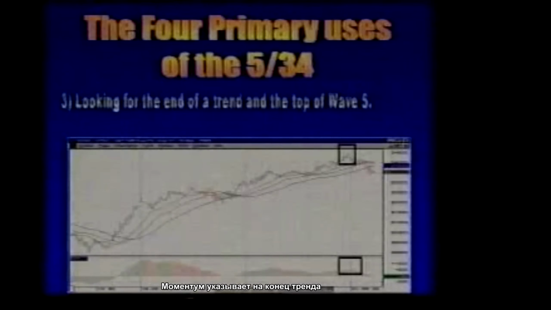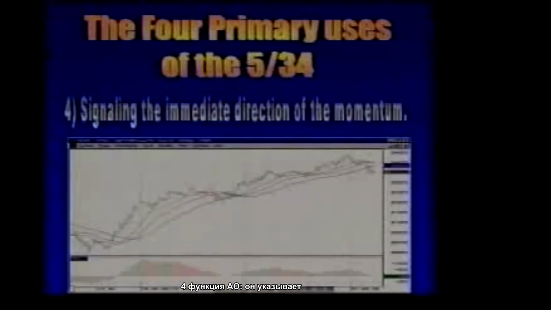The momentum is looking for the end of a trend at the top of wave 5, and that always has divergence in it. And then the fourth primary use is that it gives us a change in direction. And notice that this change in direction almost always gives you a preview of the price. We call this reading tomorrow's Wall Street Journal. And it's very important that you understand exactly how all of that works.